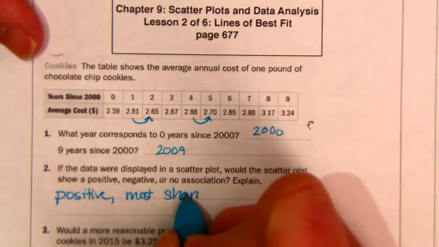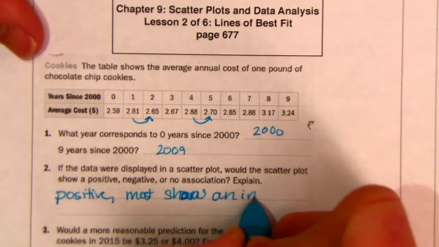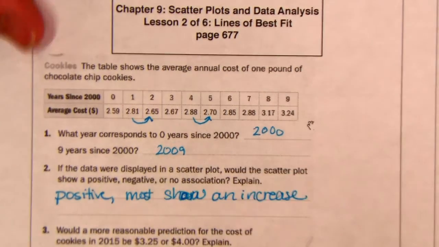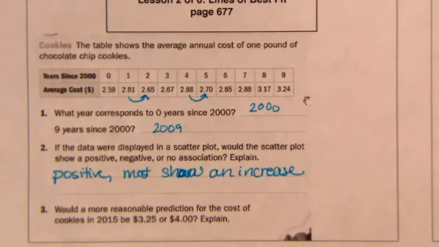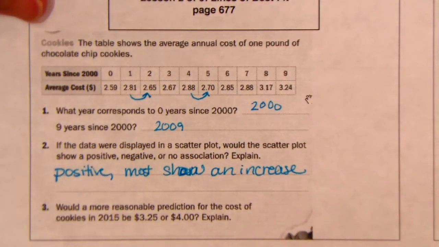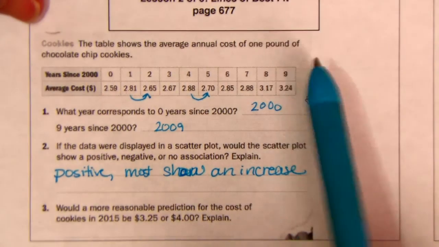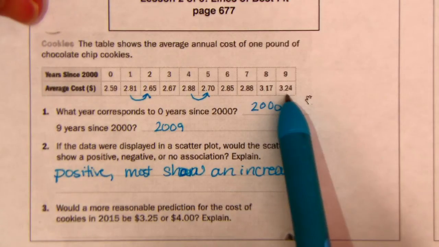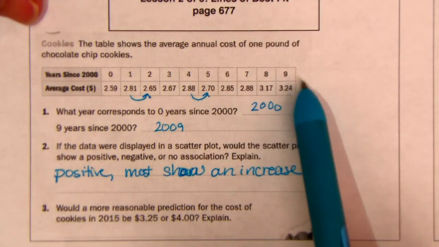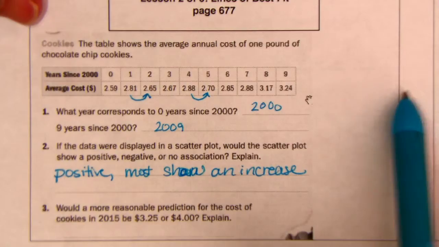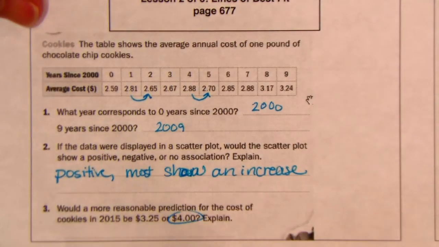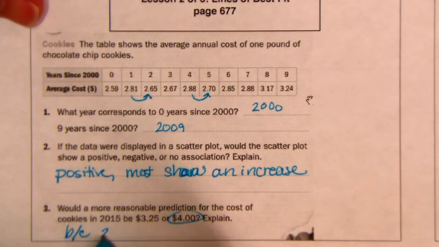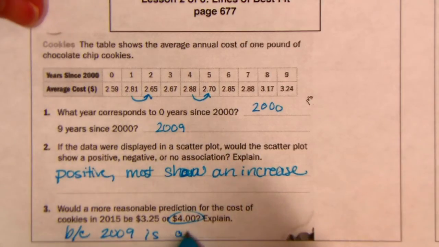All right, now the last question they ask you, without even showing you a scatter plot, they ask you what would be a more reasonable prediction for 2015. $3.25 or $4. So if we look here, in 2009 it's $3.24. 2008 is $3.17. Now, in 2015, that'd be 6 years from now. I would definitely say that $4 would be more reasonable, and my reason would be because 2009 is already $3.24.